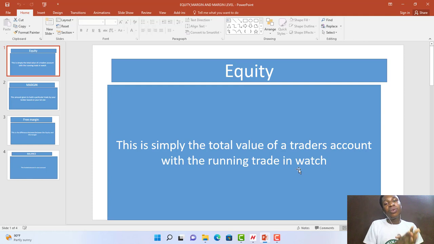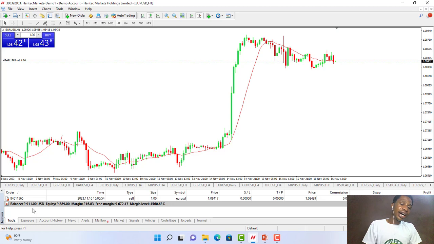Not only the total value of the trader's account, but with the running trade in watch. So what does it mean? By the time we get to our account, this is the balance. Now the equity is putting your profit or your loss into consideration.